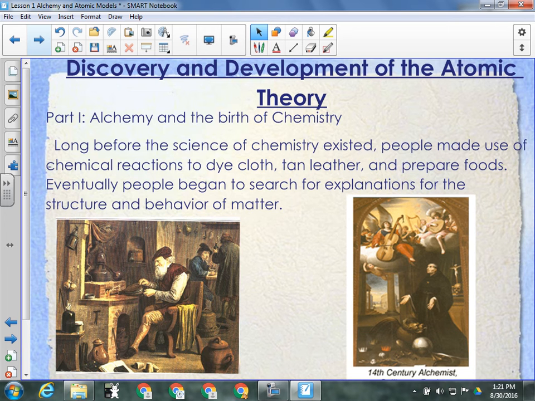Now, obviously we've been using chemistry without really knowing how it worked for a very long time, okay? To do things like tanning leather. Has anyone ever tanned an animal hide? Okay, it's an interesting process. I did it for the first time this fall, okay?